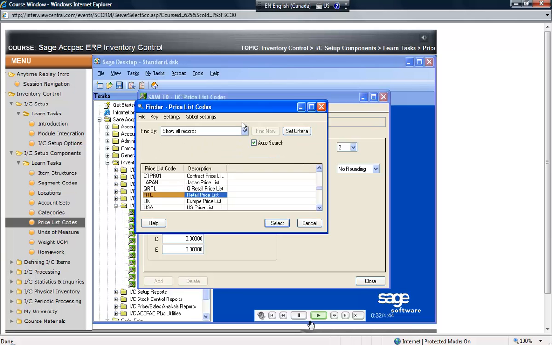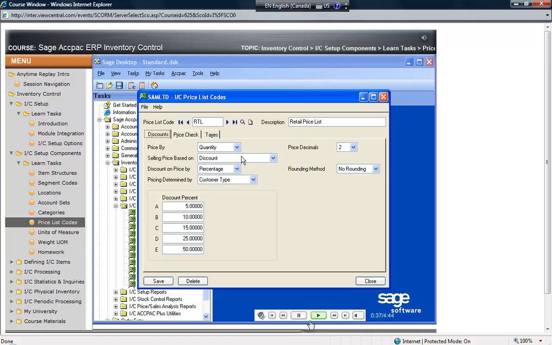For example, let's look at the retail price list. For each price list code, an item price can be based on quantity or weight. A price can track up to 6 decimal places. The selling price for items linked to this price list can be determined by a discount off the base price or various markup factors from the stored cost value of the item. Then determine any discounts by percentage or flat amount.